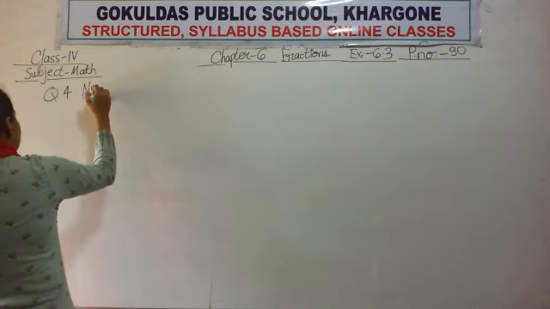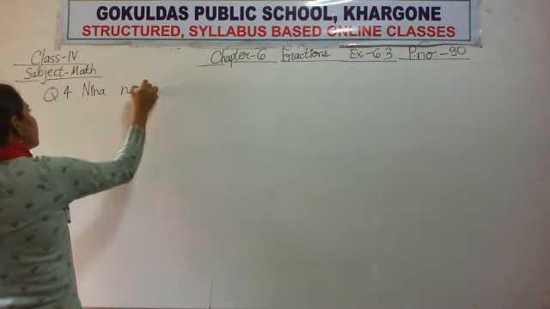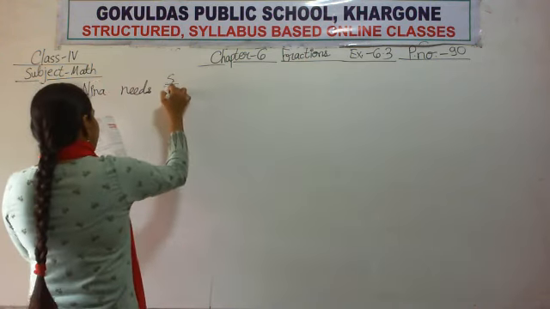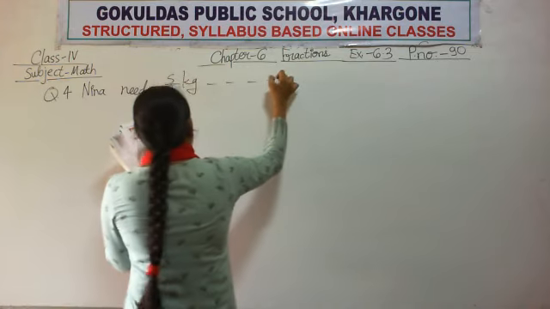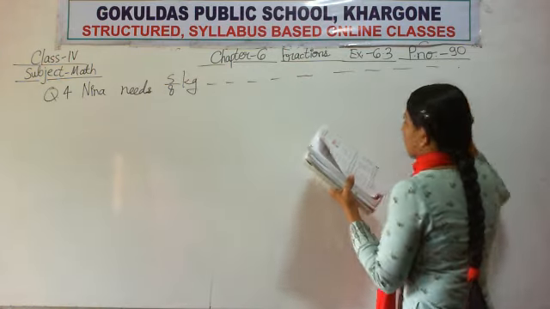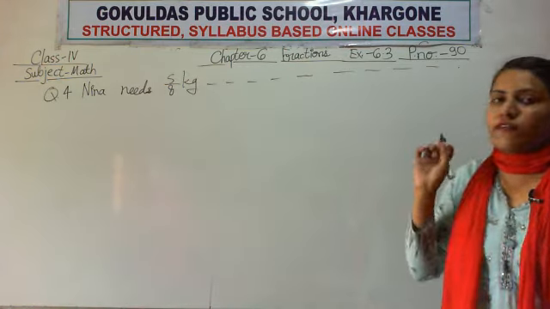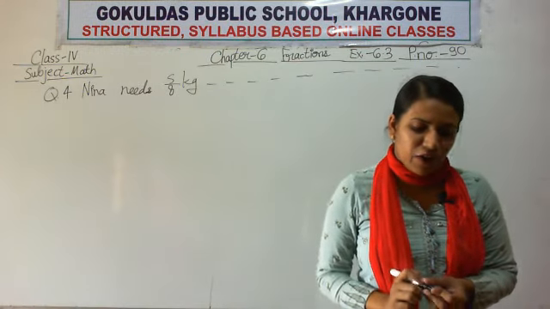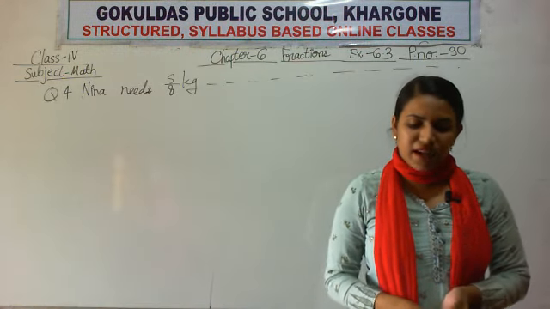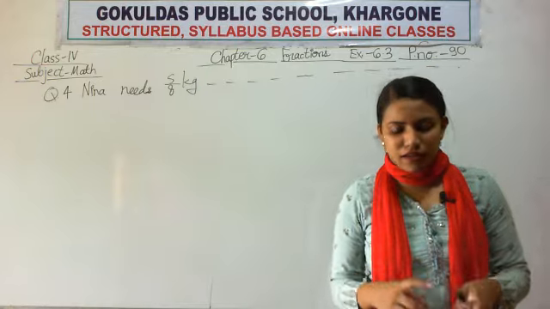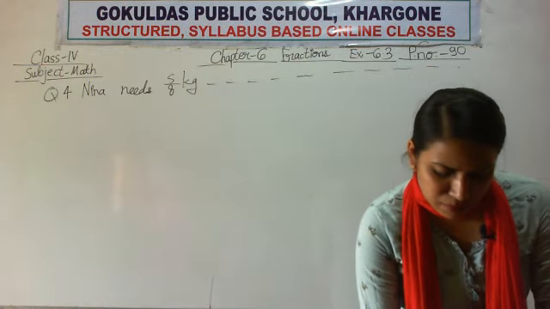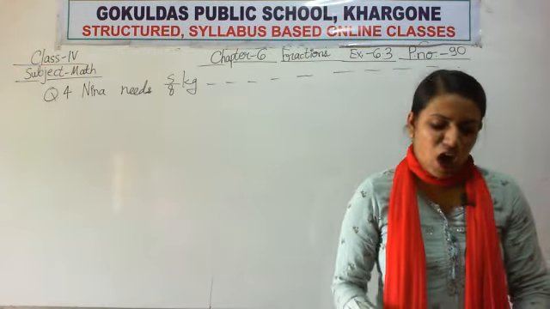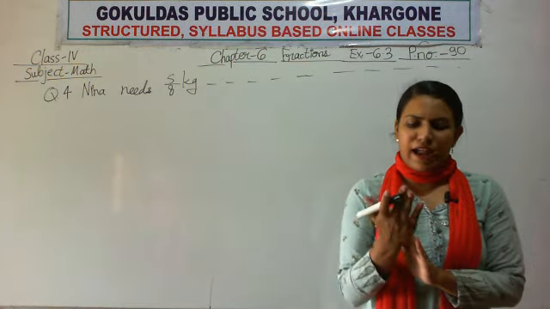Nina needs 5 upon 8 kg of sugar for baking a cake and 3 upon 8 kg of sugar for making pudding. Okay. How much sugar is needed for both the items?